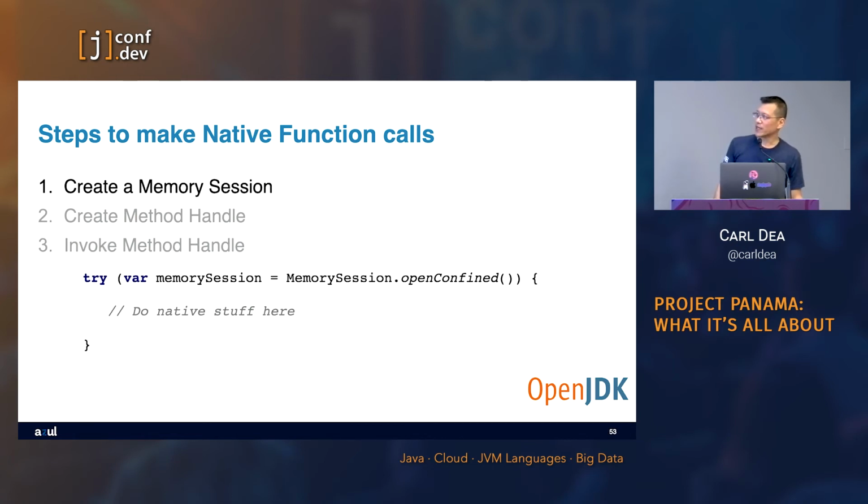So the first thing you do is you create what is called a memory session. A memory session is a scope. It used to be called that in the previous JEP. But what you do is you create this using the try resource block in Java since Java 7, which means that that object implements the interface closable.